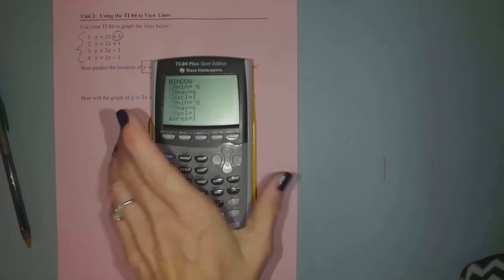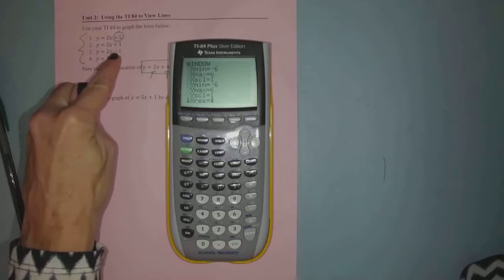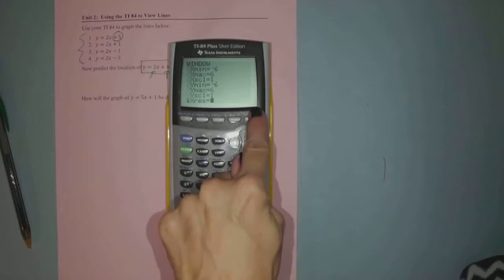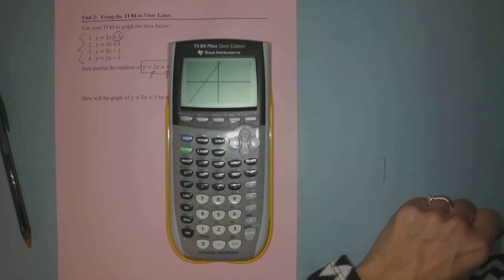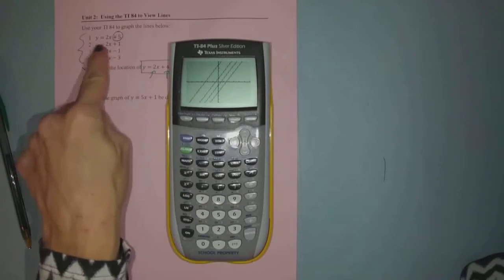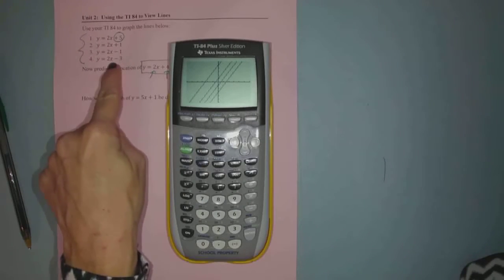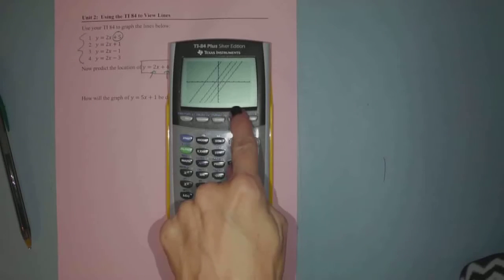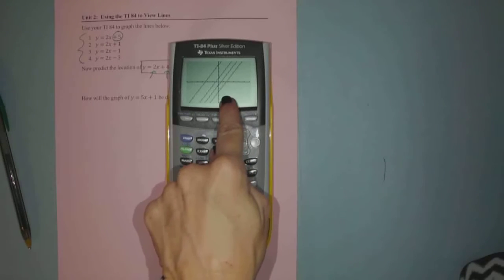Okay, now we're going to hit graph and watch these lines appear in the order we typed them in. There's 2x plus 5, 2x plus 1, 2x minus 1, and 2x minus 3. If you need to, you can pause the video and examine these and try to see what it is about these equations, what it is about these relationships, that hooks up to these lines.